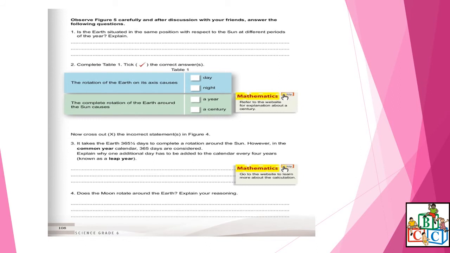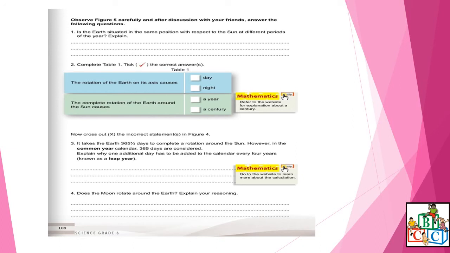Let us move on to number 3. It takes the Earth 365 and a quarter days to complete a rotation around the Sun. However, in the common year calendar, 365 days are considered. What is a common year? A common year is a year which does not have the date 29 for February, which means only 365 days. Explain why one additional day has to be added to the calendar every 4 years, which are known as leap years.